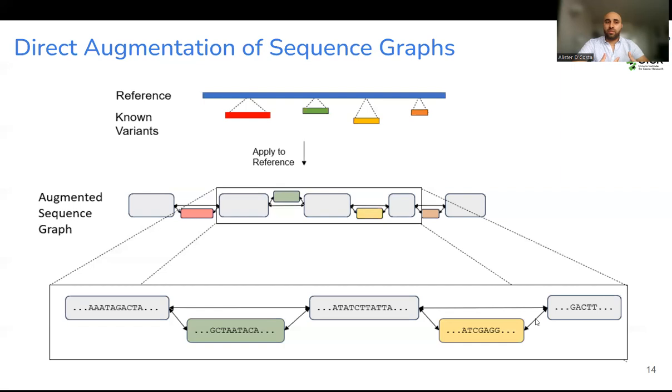But we've come up with a method to leverage some of the information that's present in that normal sample and use that to augment a graph without having to go through the full diploid assembly process. We can use existing reference-based approaches to identify variation in a normal sample and take those known variants and apply them directly to the reference to generate an augmented sequence graph. And we can then take this graph and align tumor reads to it, in the same way that we would align reads to a pangenome graph, because this is in effect the same graph structure and format. It's a sequence graph.